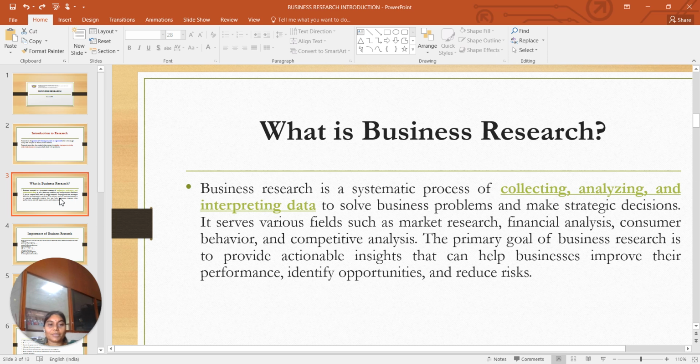Business research is a systematic process of collecting, analyzing and interpreting data to solve business problems and make strategic decisions. It also serves various fields such as market research, financial analysis, consumer behavior, and competitive analysis. The primary goal of business research is to provide actionable insights. It is also helpful for business improvement of their performance, identifying the opportunities and threats of the external environment, and reducing risk.